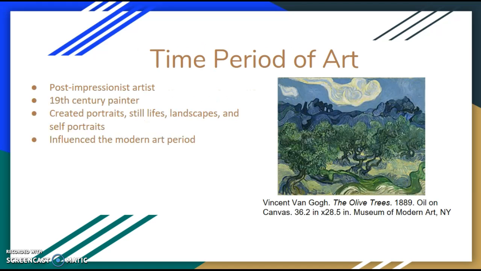Time period of art. He was a post-impressionist artist, a 19th century painter. He created portraits, still lifes, landscapes, and self-portraits, and he influenced the modern art period. He also created over 30 self-portraits between the years 1886 and 1889. And to the right is an oil-on-canvas painting, titled The Olive Trees, located in the Museum of Modern Art, New York.